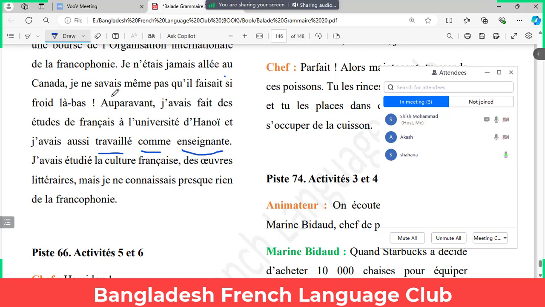Okay, so she's saying auparavant means previously. J'avais fait, I had done des études de français, I mean, I had done the French studies. It's a subject, études de français, à l'université de Hanoi. Okay, University of Hanoi. Et j'avais aussi travaillé, and I had also worked. Comme means as, as enseignant, as a teacher. So she also worked there as a teacher, right? Enseignant means teacher. Professor also means teacher.